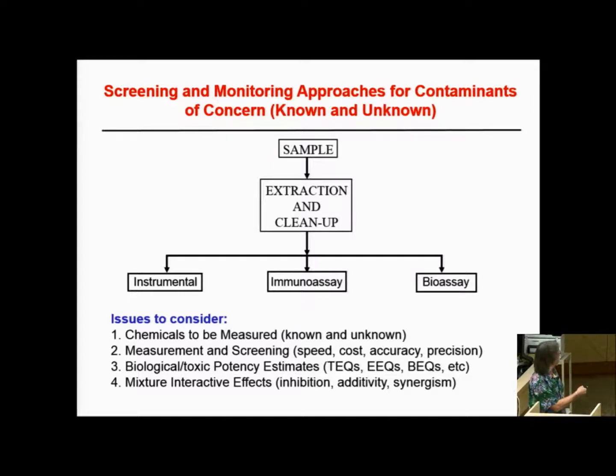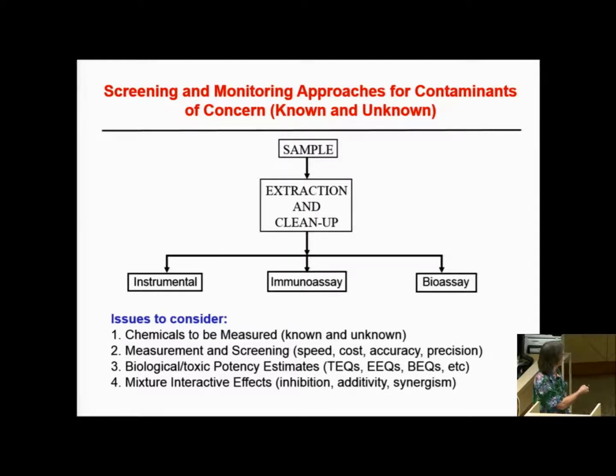The other is the measurement and screen: the speed, the cost, the precision and accuracy of these. Instrumental analysis is great, but some methods cost you $1,000 to run one analysis. And if you've got 400 or 500 samples, not such a good thing. But you know exactly what you're getting.